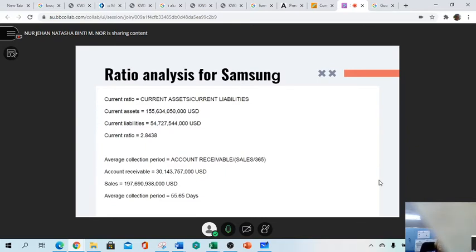Ratio analysis for Samsung. Current ratio. Current assets and current liabilities. Current assets, 155. Current liabilities.